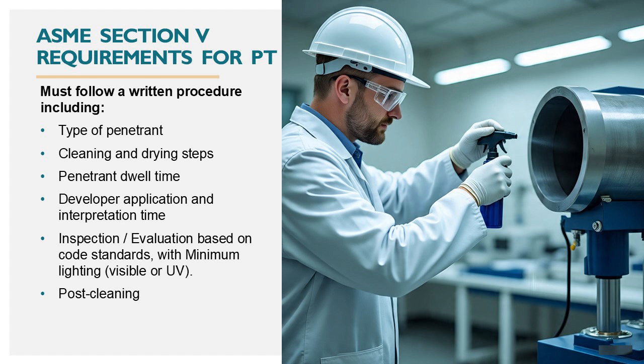A developer, often a fine white powder or liquid, is applied to the surface. The developer acts as a blotter, drawing the penetrant out of the surface flaws. Evaluation based on code standards with minimum lighting, visible or UV. The part is inspected under appropriate lighting conditions, where the penetrant drawn out by the developer creates a visible indication of the flaw against the contrasting background. Post-cleaning. After inspection, the part is cleaned again.